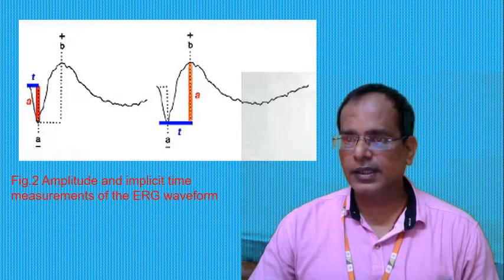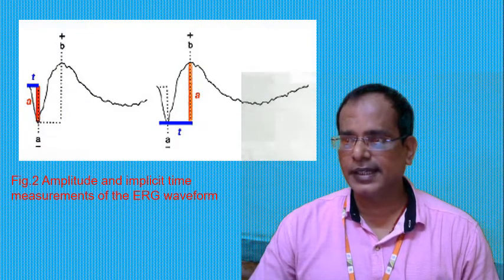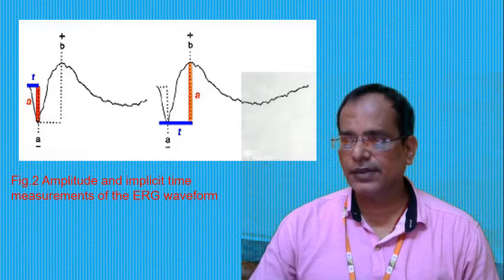here two principal measures of the ERG waveform are taken in this diagram. One is the amplitude of the A wave, measured from the baseline to the negative trough of the A wave, and the second is the amplitude of the B wave, measured from the trough of the A wave to the following peak of the B wave.